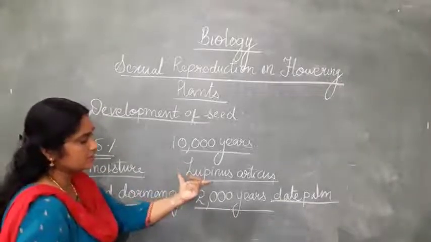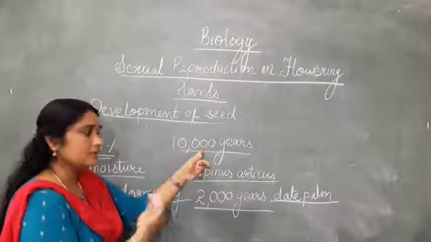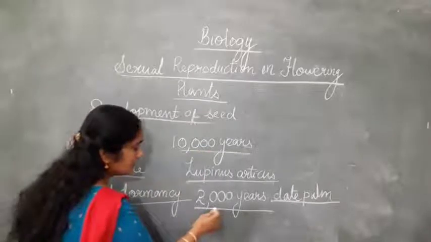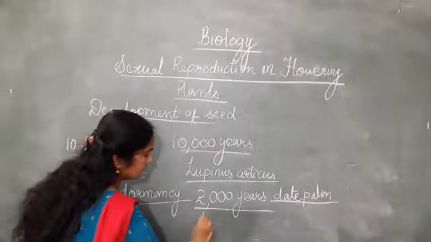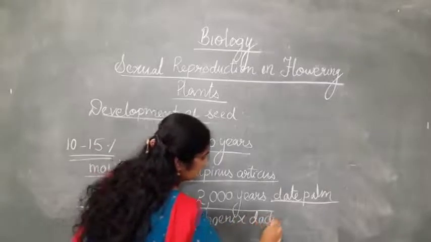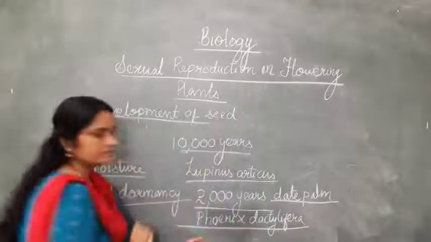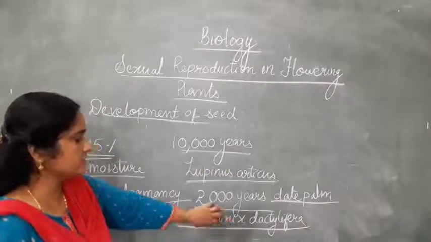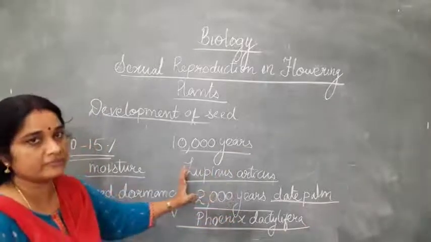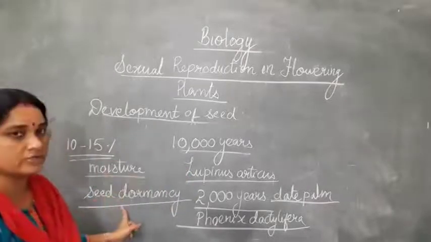You can see that this is Lupinus arcticus, which was found after 10,000 years, and then later it started germinating. Another one I told you, the variety of date palm, is nothing but Phoenix dactylifera. This is the variety of date palm whose seed was found to be viable after so many years. This is due to the main factor, that is seed dormancy.